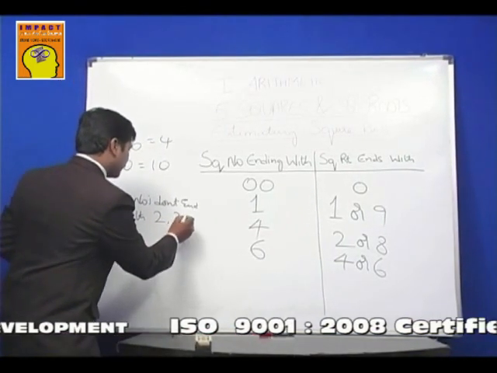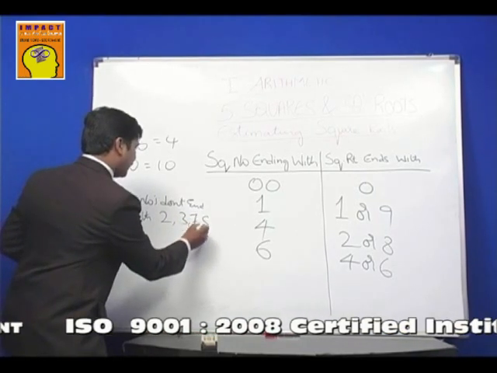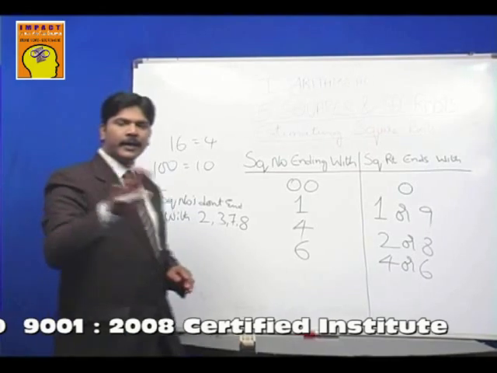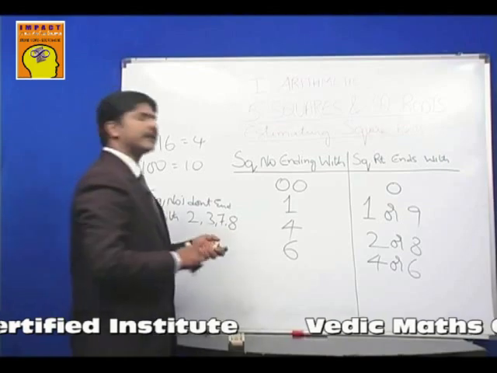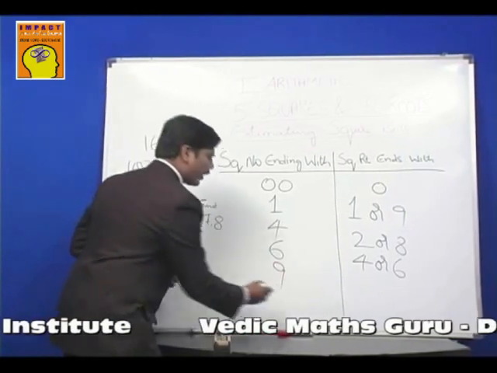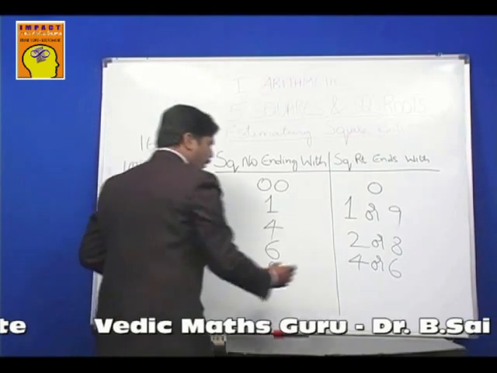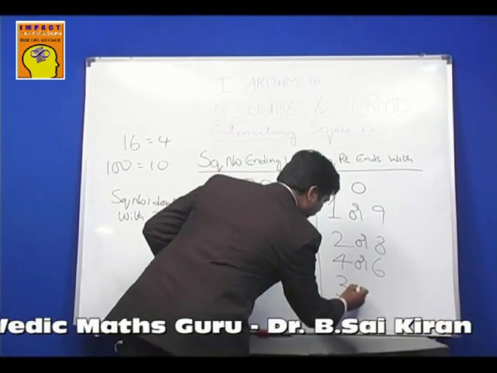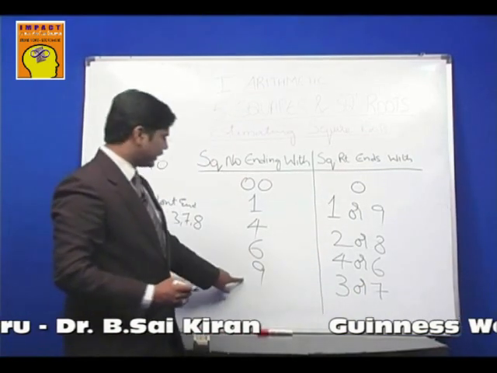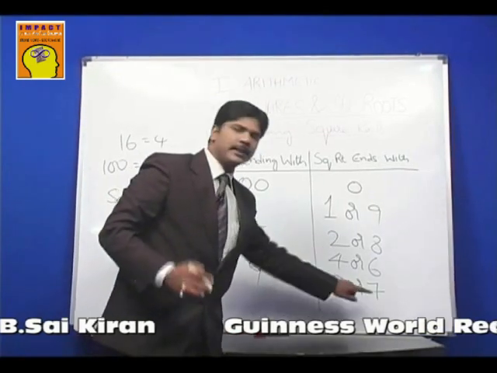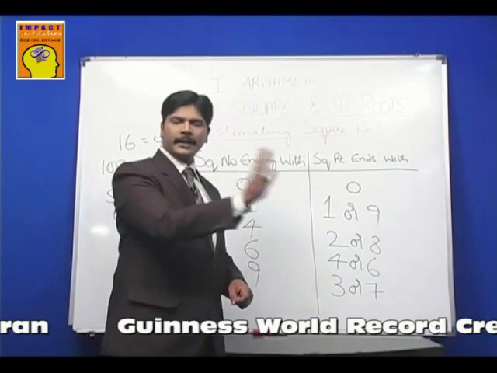And also 7 and 8. Square numbers never end with 2, 3, 7 and 8. Okay, so next number is 9. If the square number ends in 9, the square root ends with 3 or 7. Now 3 into 3 is 9, 7 into 7 is 49. See, 49 is ending with 9.